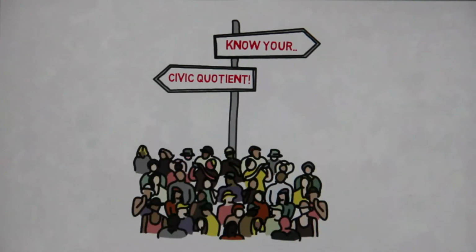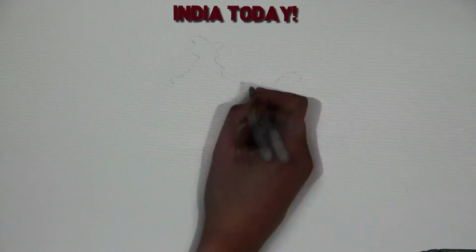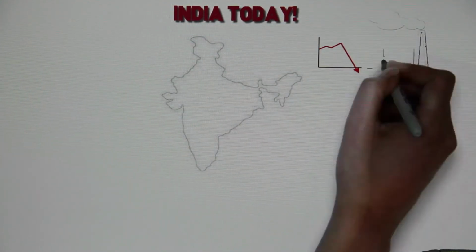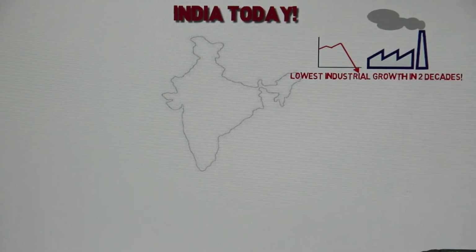So welcome to Know Your Civic Quotient. To begin with, let's look at India. India as we know today. In the current year, industrial growth has gone down to as low as 1%. This has been the lowest over the past 2 decades.